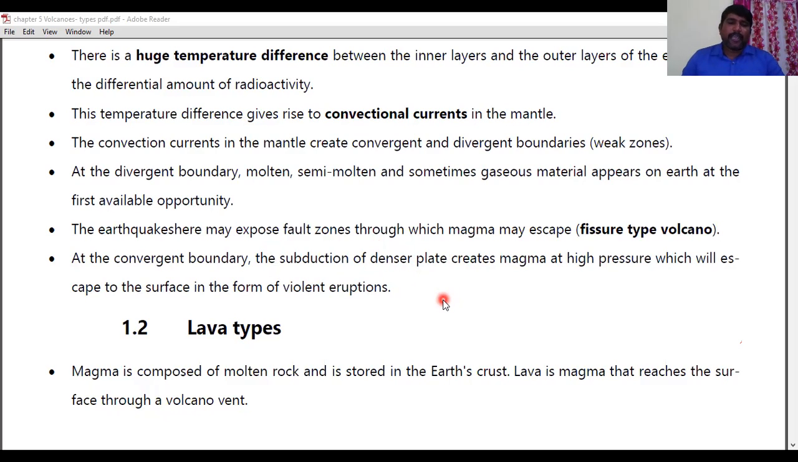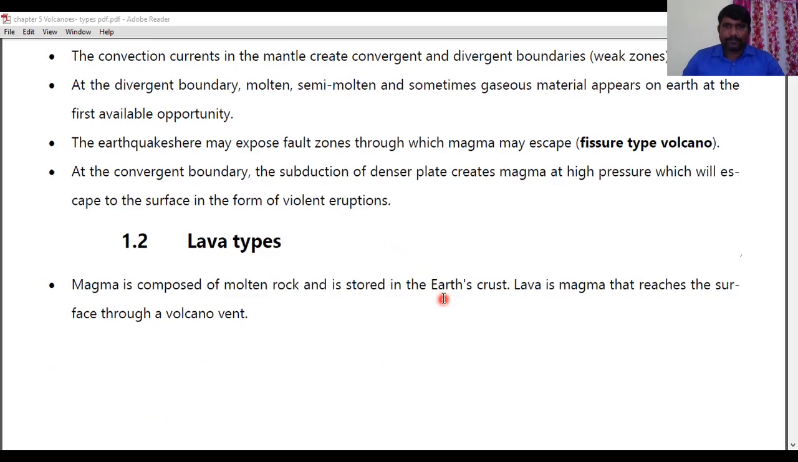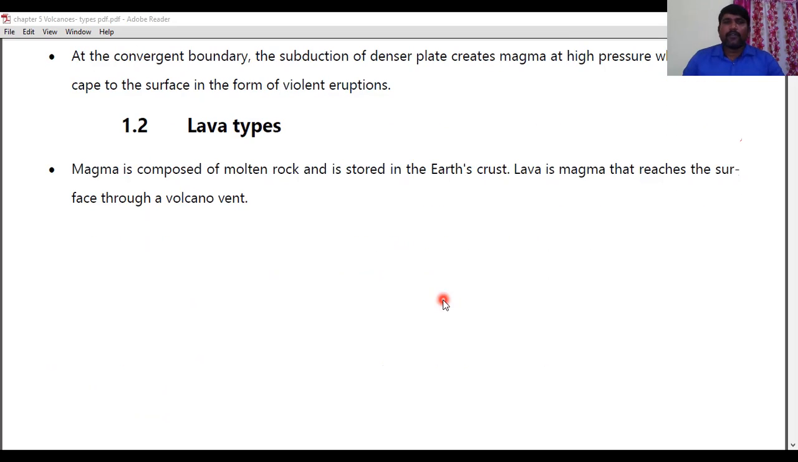Now let us discuss the types of volcanic lava. Magma is composed of molten rock material and is stored in the earth's crust. Lava is magma that reaches the surface through a volcanic vent. It means when the molten rock material is inside the earth, that is called magma. When it reaches onto the surface through a volcanic vent, that is called lava.